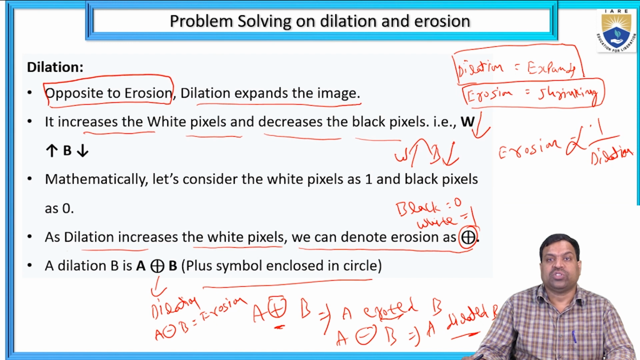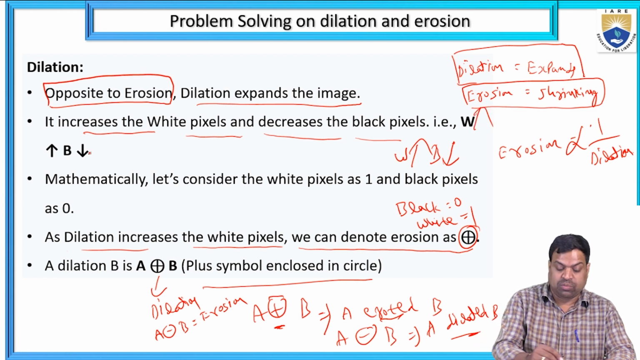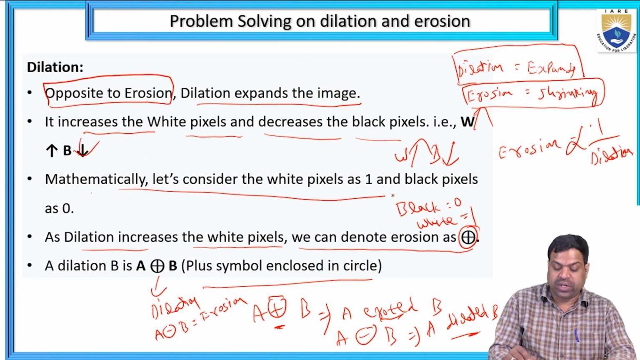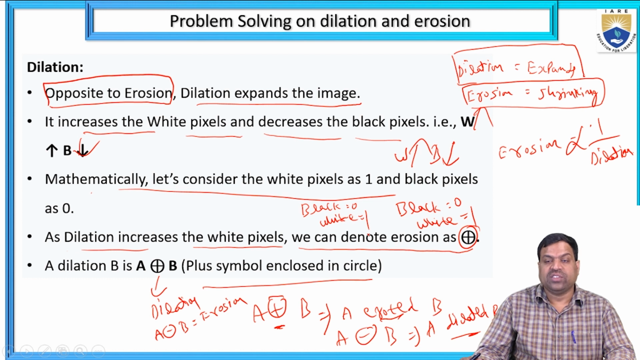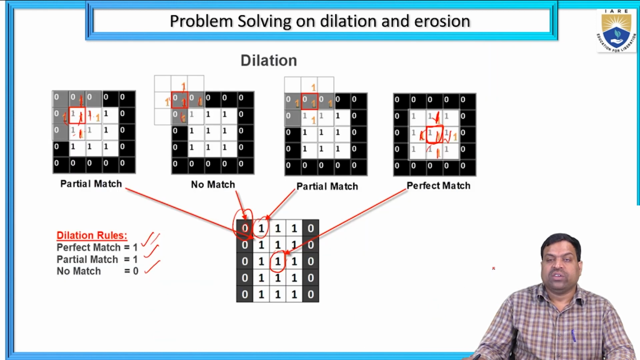Dilation is the opposite of erosion. Dilation expands the image, increases the white pixels, and decreases the black pixels. That is, white is improved and black is decreased. Mathematically, we know that black equals 0 and white equals 1. So dilation increases the white pixels, and we denote it with the dilation symbol.